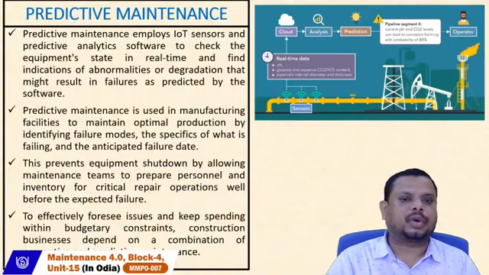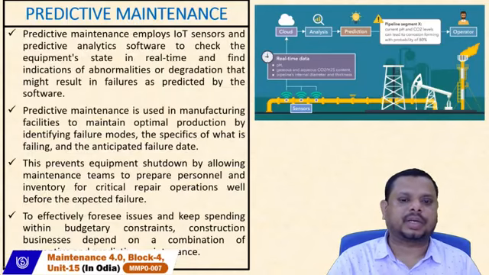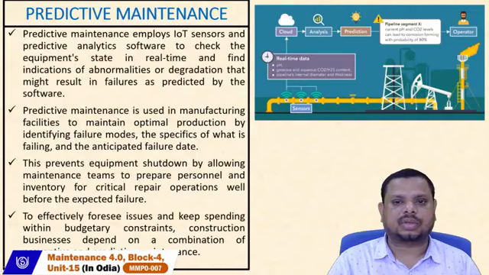So under maintenance 4.0, let's understand from this particular slide how predictive maintenance will help. Predictive maintenance employs IoT sensors and predictive analysis software to check the equipment states in real time and find the indications of abnormalities and degradation that might result in failure, as predicted by the software.